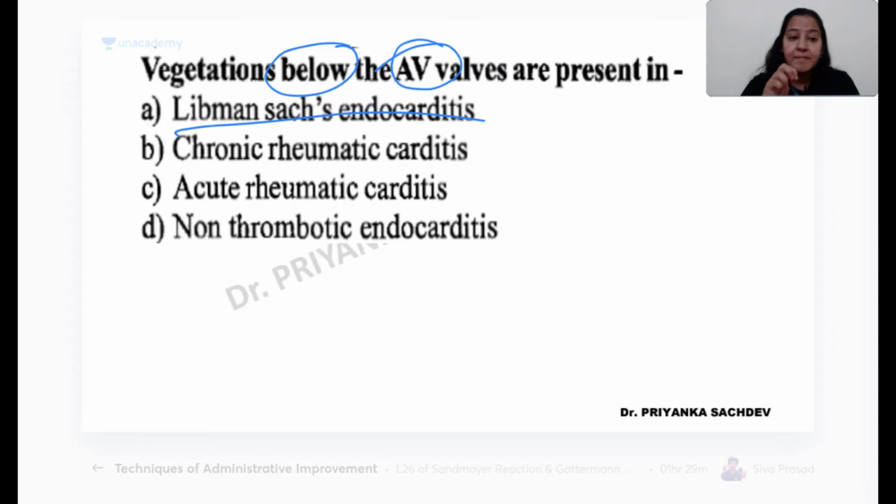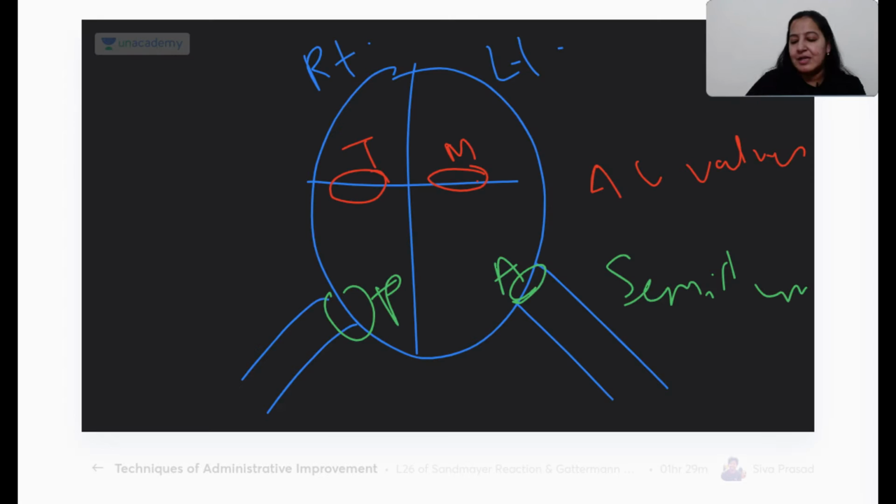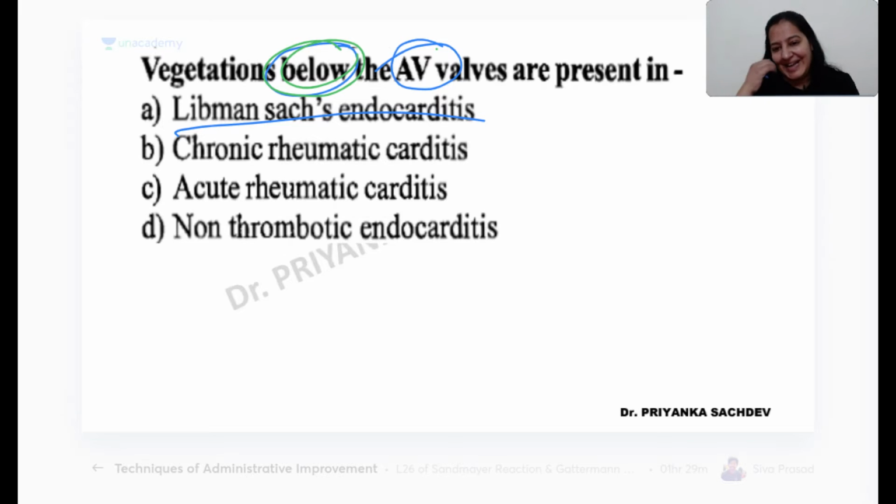Now read the question. What is the question? Vegetations below AV valves. So what are AV valves? AV valves are mitral and tricuspid. So vegetation seen just below them, on the lower surface. There is no endocarditis in which vegetation is only on the lower surface. But in Libman-Sacks it is present on the upper also and lower also. So we can consider this question as partially correct.